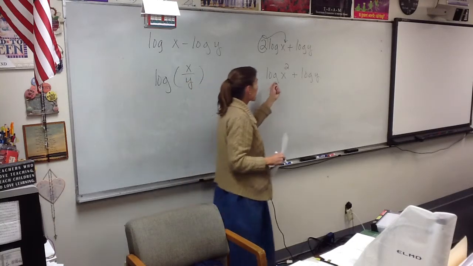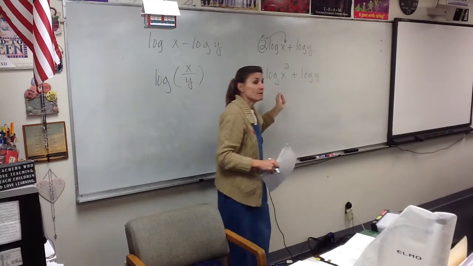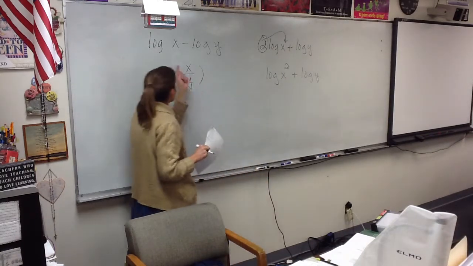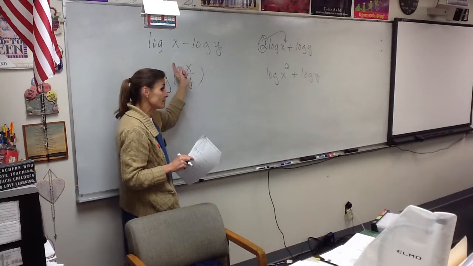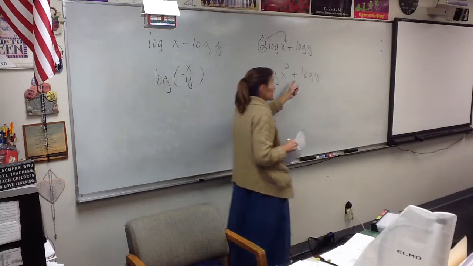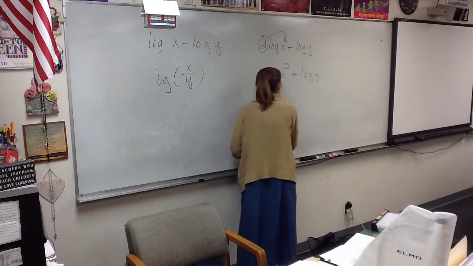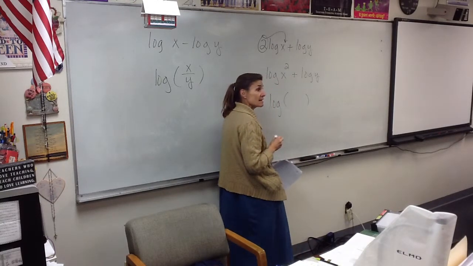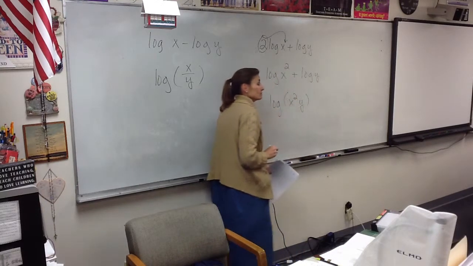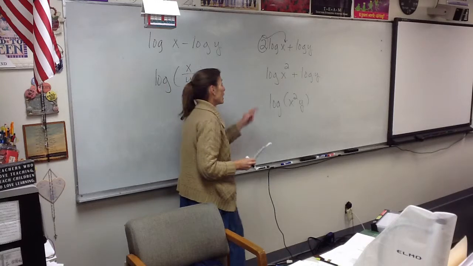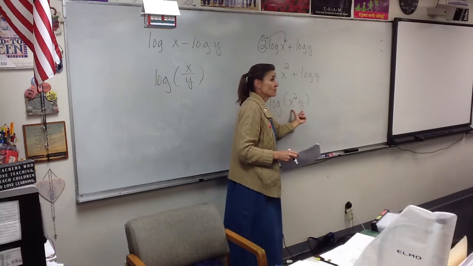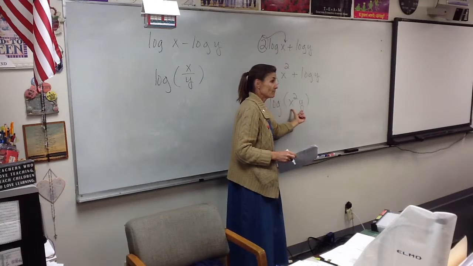Now, I have 2 logarithms being added together. Now, take a wild guess. Remember when they were subtracted? I put them together as a division. These are being added. I'm going to put them together, but I'm going to put them together as a multiplication. Exactly. When logarithms are added, the numbers themselves are multiplied.